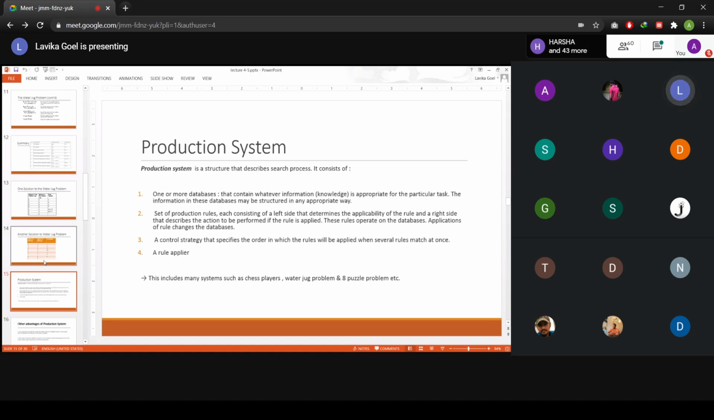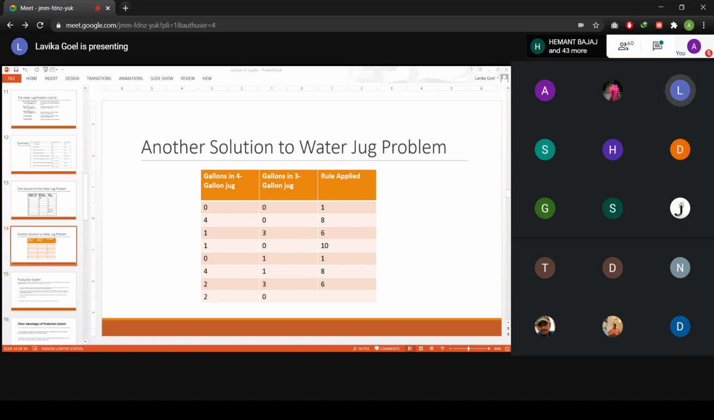So if in a question you have been asked to design a production system for the water jug problem, you have to design first of all the production rules, and then you have to display the rules you are applying and the order in which you are applying them to generate the goal state. So you have to display your control strategy also. You have to write your rules, and then write how you are generating the goal state from the initial state and which rules you are applying.